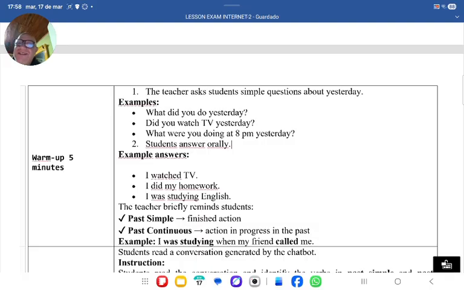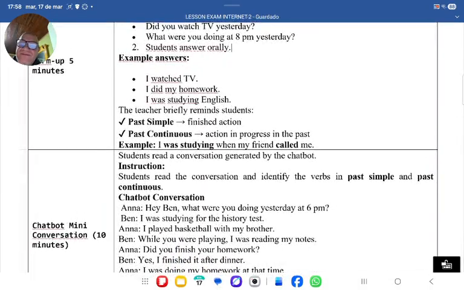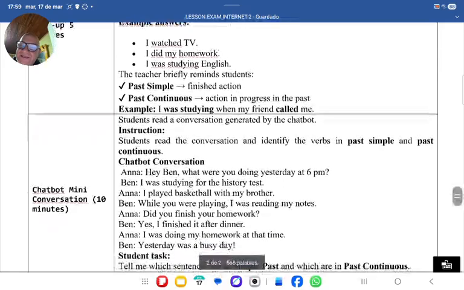So I am using the grammar we are going to use in the chatbot, with some other simple instructions. For example, past simple is when the action is finished completely, and the past continuous is when the action is in progress at some point in the past.